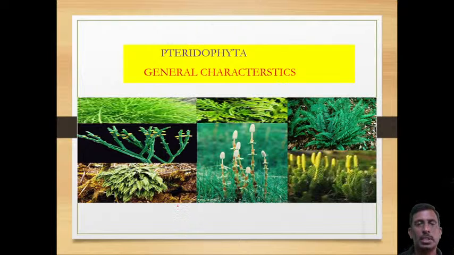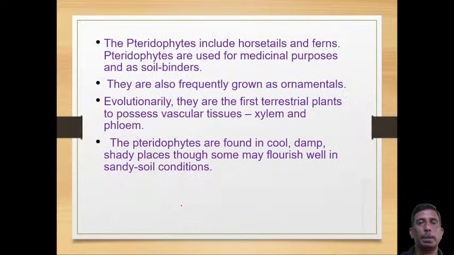So till now we have discussed Bryophyta classification, where there are two classes, liverworts and mosses. Now Pteridophyta, which is the last division of the cryptogams. Pteridophyta में क्या रहता है? Pteridophyta में horsetails और ferns रहता है. Pteridophyta is used for medicinal purposes, as soil binders, and frequently as ornamental plants.